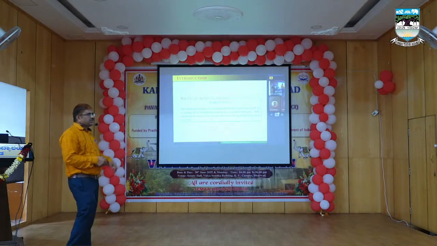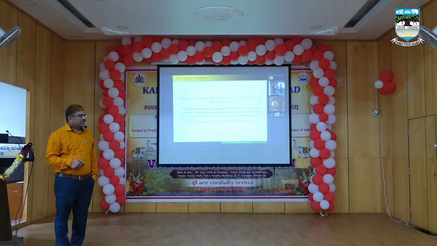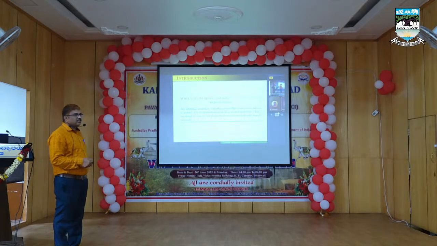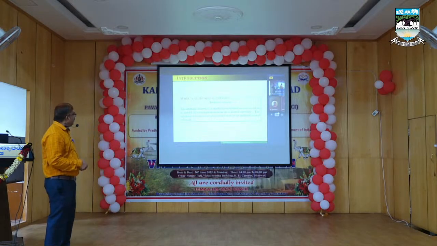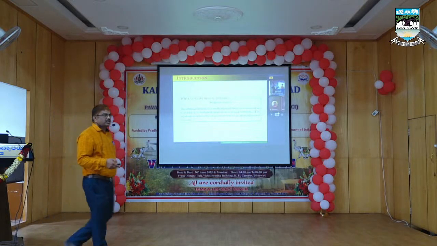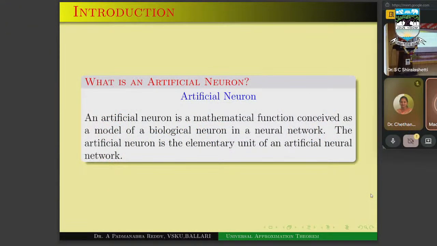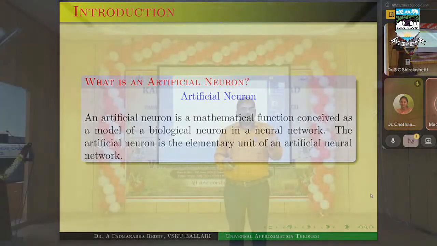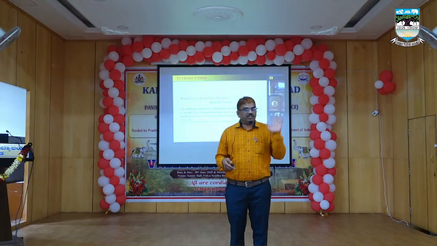Now, the artificial neuron. An artificial neuron is a mathematical function conceived as a model of the biological neuron. It is the same as the biological neuron. The artificial neuron is the elementary unit of artificial neural networks. The biological neuron is the fundamental unit for the biological neural network, and that biological neuron is replaced by the artificial neuron. From now onwards, just neuron means artificial neuron.